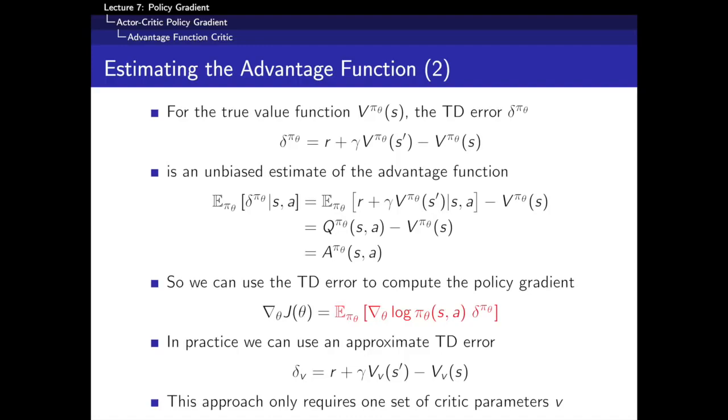And so this whole thing here basically tells us that the TD error is an unbiased sample. We've basically got our Q minus V now. This is the advantage function. This whole thing tells us that the TD error is an unbiased sample of the advantage function. So if we want to move in the direction of the advantage function, all we need to do is to measure the TD error and move a little bit in the direction of the TD error.